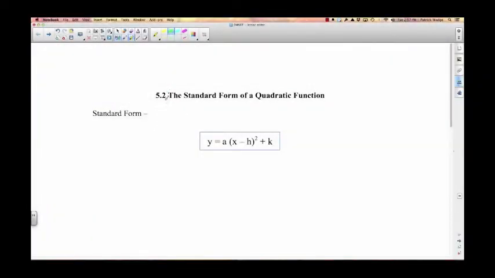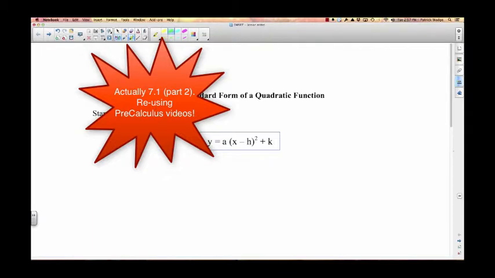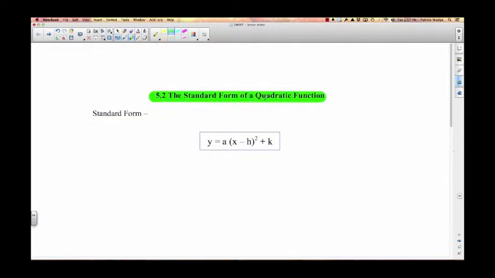Alright, we're on to section 5.2, and in 5.2 we're going to look at the standard form of a quadratic function. Now, last time we looked at quadratic functions, but we didn't look at standard form. We looked at general form. I don't think I used that term, but last time we looked at y equals ax squared plus bx plus c. We said any function that could be written in that form is an example of a quadratic function, and if it is written in this form, it's called general form.